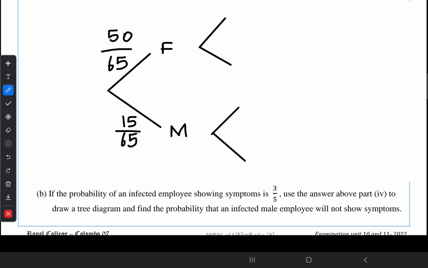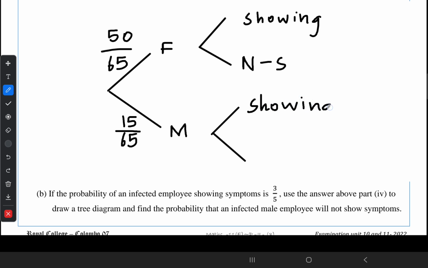Then showing symptoms, not showing symptoms. Then in female also, male also, showing symptoms, not showing symptoms. Showing symptoms is 3 upon 5. So not showing symptoms would be the corresponding fraction for this one. It would be 2 upon 5. Showing symptoms for the male is also the same. This is 2 upon 5.